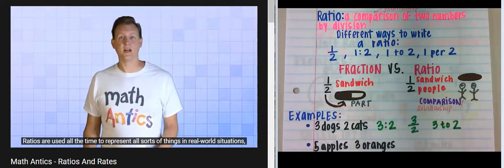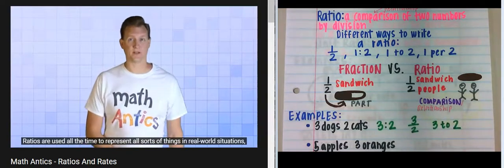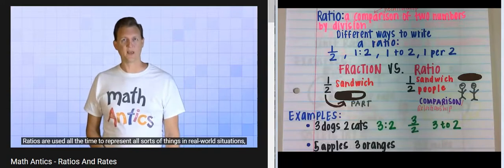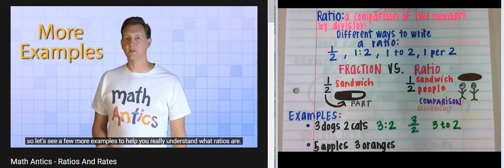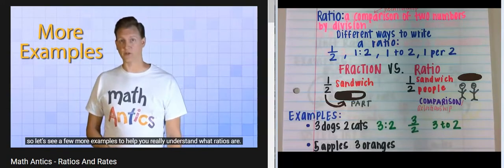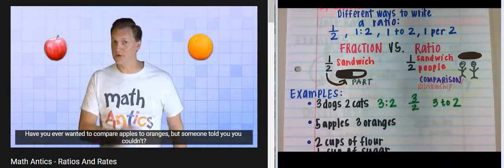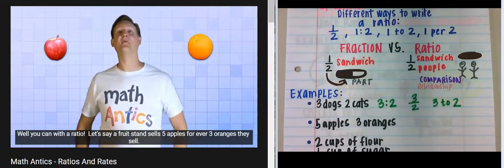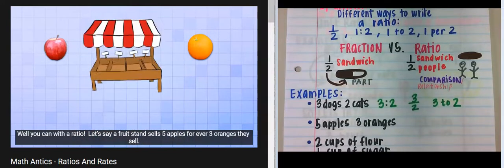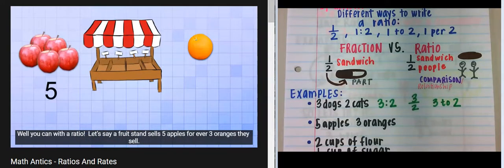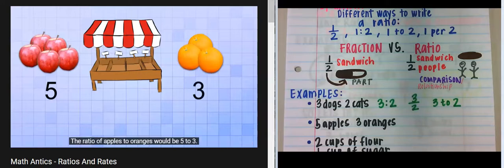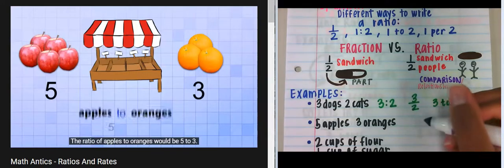Ratios are used all the time to represent all sorts of things in real-world situations. So let's see a few more examples to help you really understand what ratios are. Have you ever wanted to compare apples to oranges, but someone told you couldn't? Well, you can with a ratio. Now let's say a fruit stand sells 5 apples for every 3 oranges they sell. The ratio of apples to oranges would be 5 to 3.